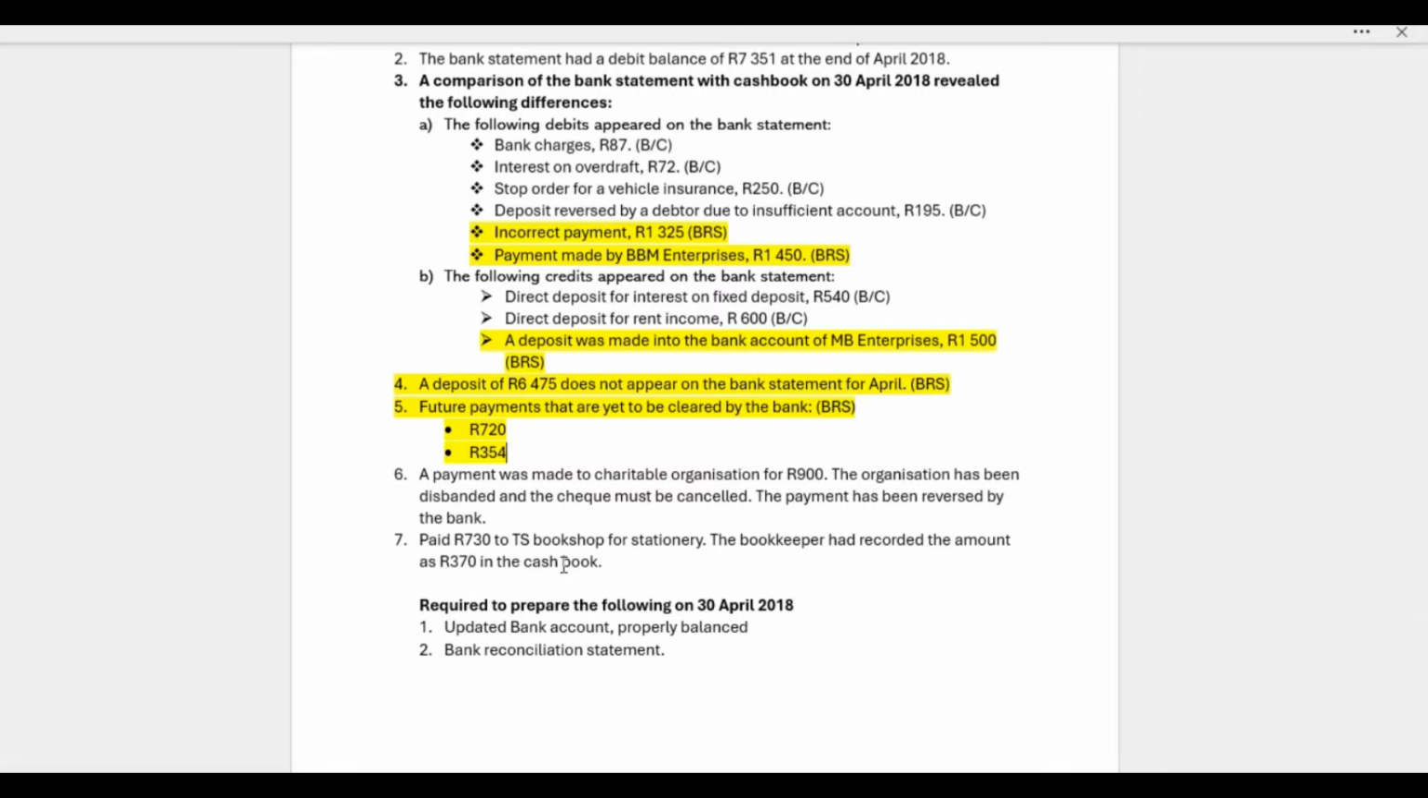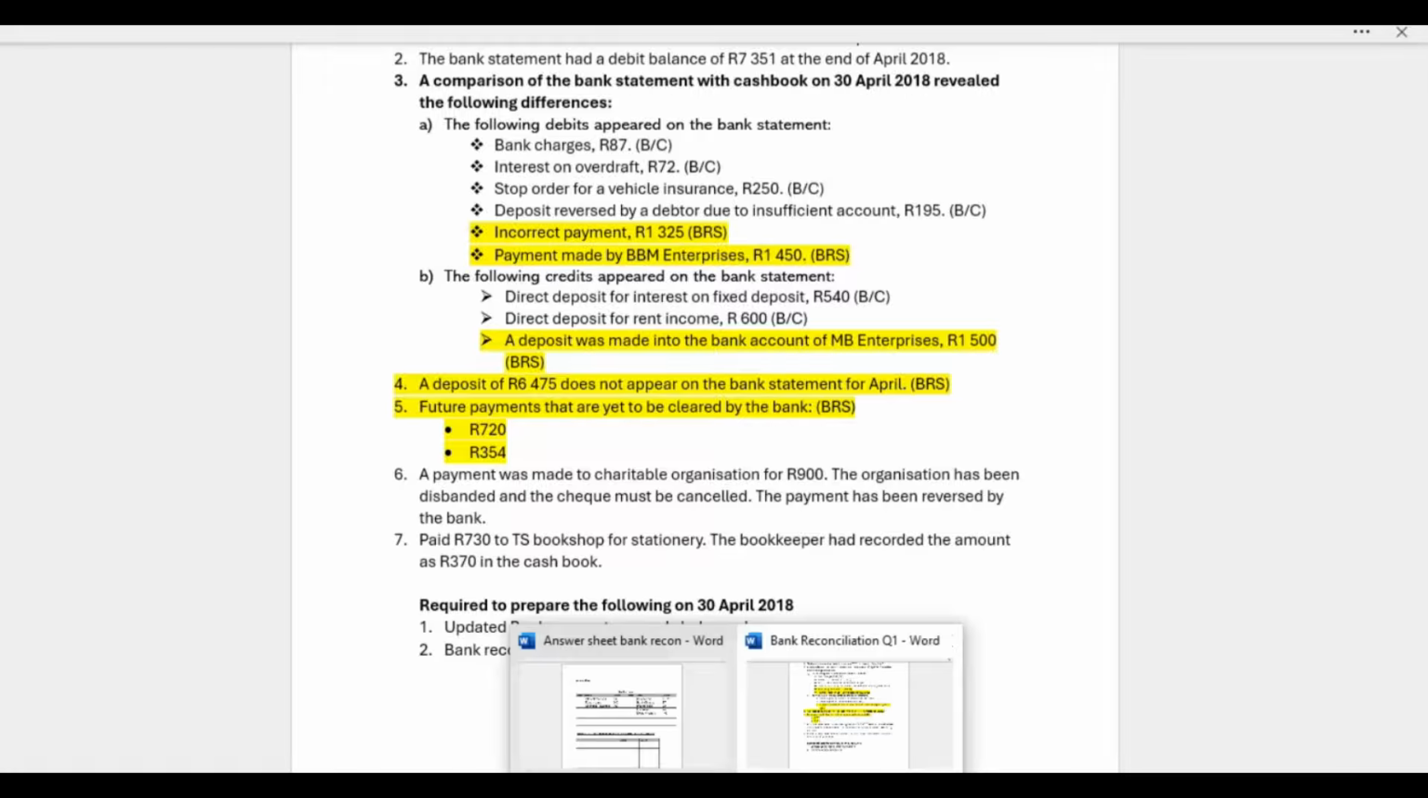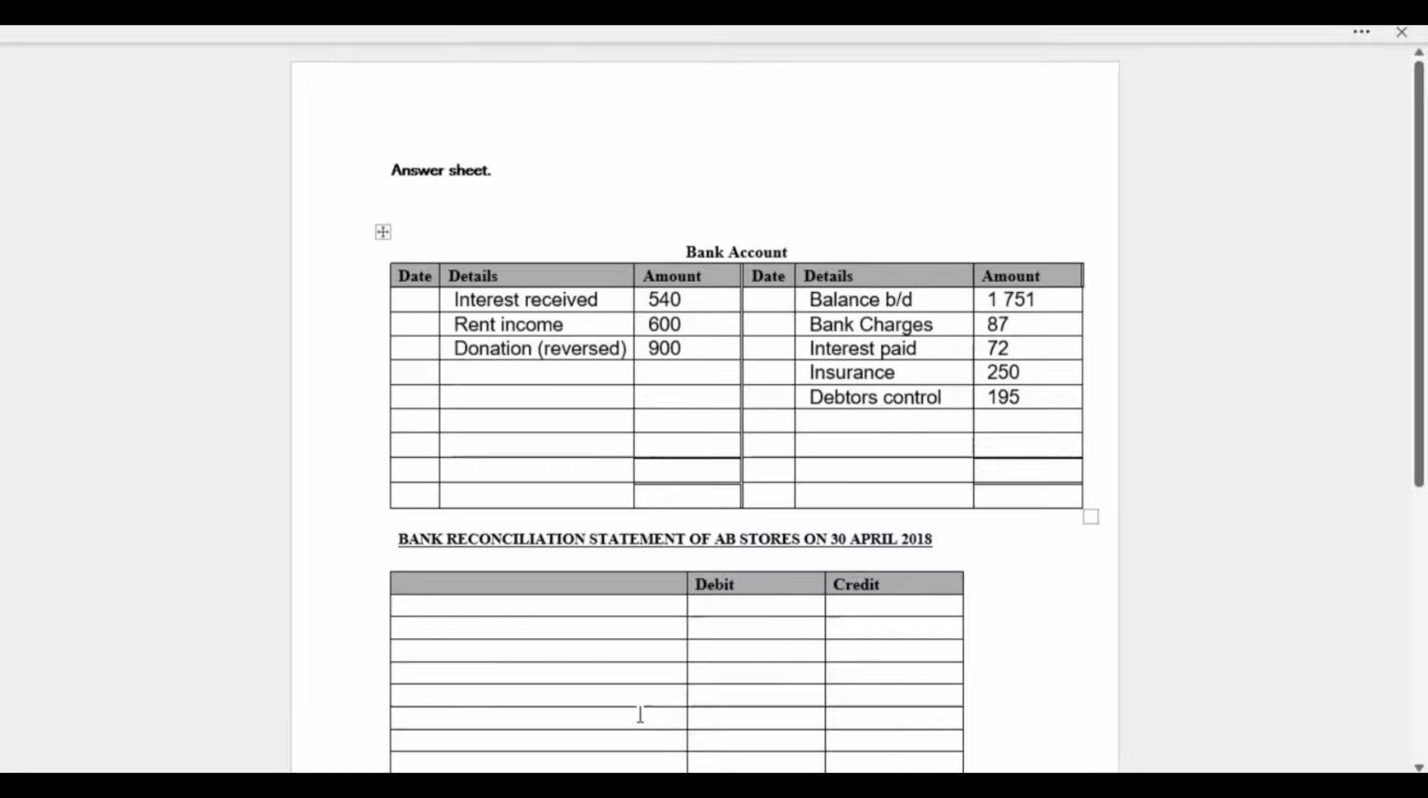So we recorded less money instead of more, right? We're just going to check the difference and then deduct. Are you with me? Remember, when we made a payment, we were supposed to come here and say stationery, and then we were supposed to say 730, but instead of 730, we recorded 370. Therefore, we need to bring the difference.